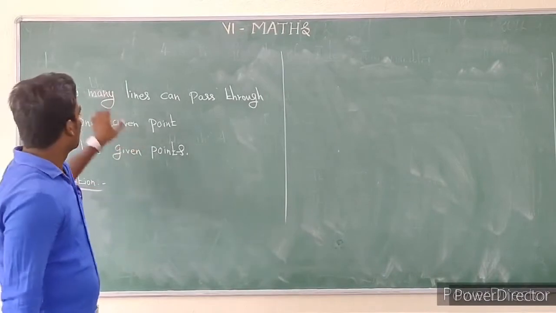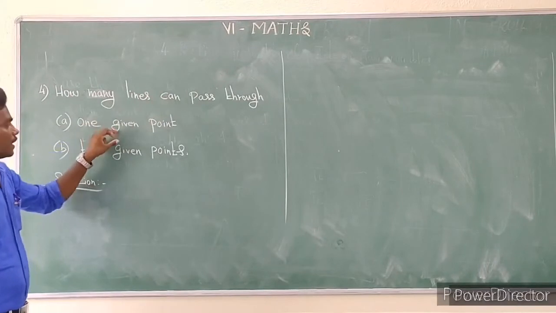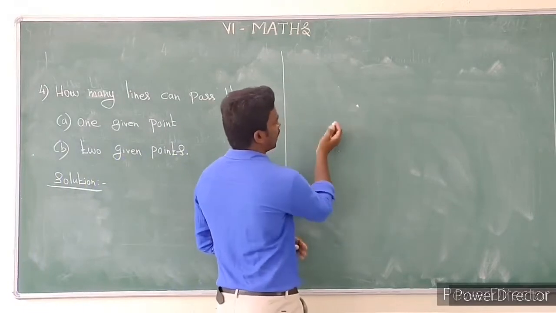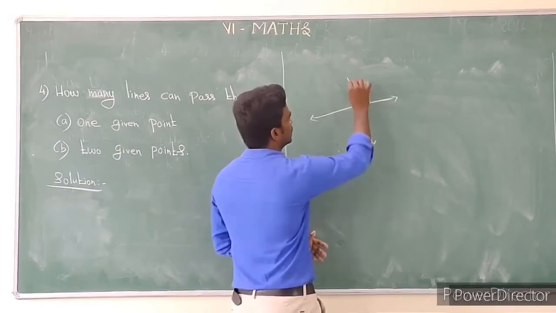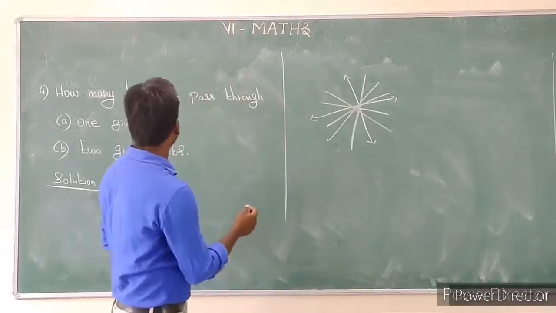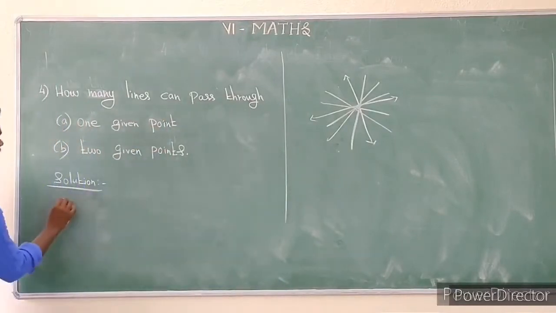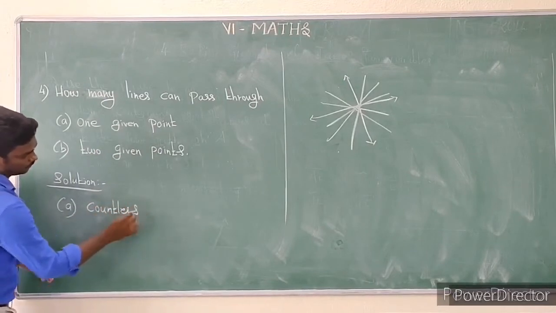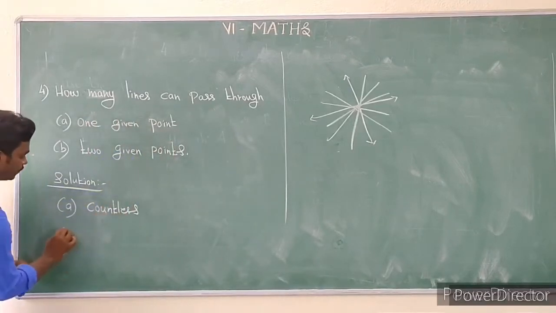Next, our fourth question. How many lines can pass through one given point? Next one, two given points. See, we can choose this point. So this is a line. How many lines can pass through one given point? Countless, that means an infinite number of lines. How many lines can pass through one given point? Countless number of lines.